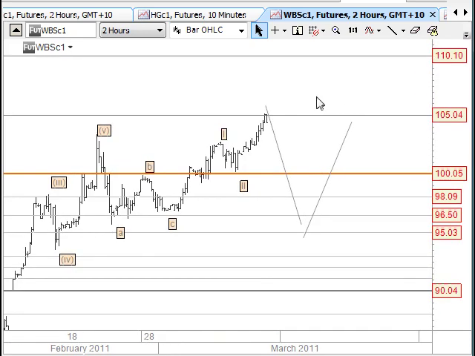But any strong move up here, of course, will put pressure on the local stock market and the Dow Jones, and obviously push that down as well. And that's part of what's occurring here as well.